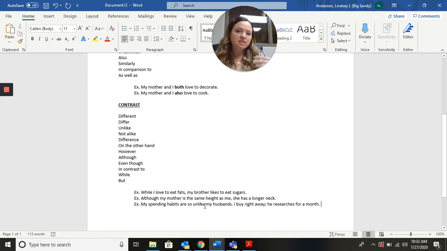Trigger words to indicate a contrast relationship don't have to come at the beginning. They can come in the middle. They could even come at the end. I could say, I want to learn to garden, and my husband doesn't want to learn to garden, and that's how we're different. So in that instance, the trigger word comes at the end. Just be careful, but these trigger words should help you.